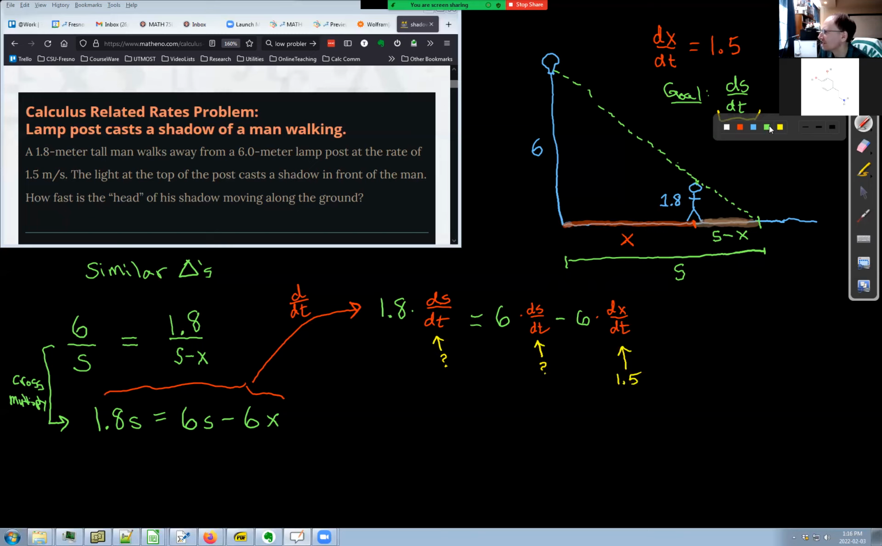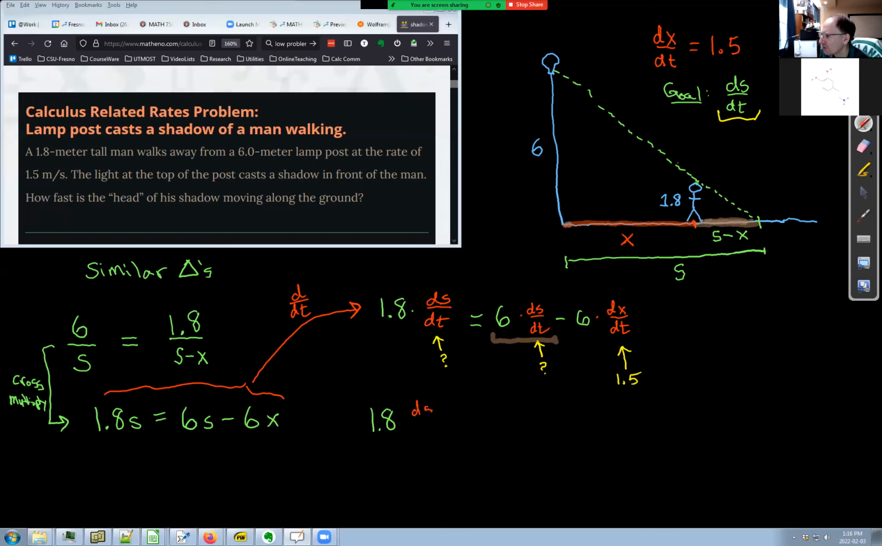So algebraically, these 2 things will combine. So let's see what we have. Let's do a little bit of algebra and subtract this from both sides. If I subtract this from both sides, I'll have 1.8 ds/dt.